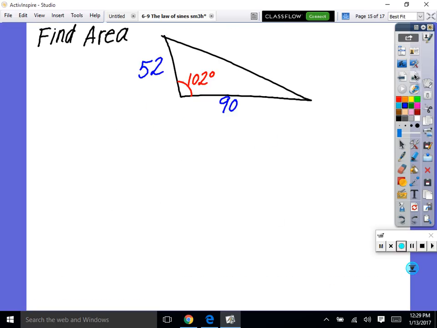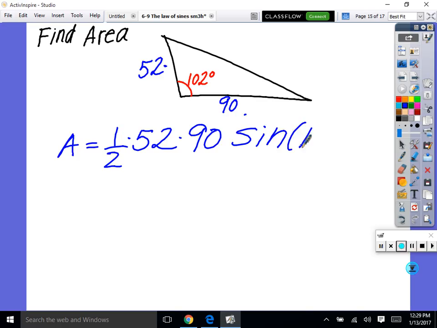Okay, here we go. It says find the area. So you ask, can I find the area of this triangle? Yes, you can. That side, the angle in between. We're all good. So area is equal to 1/2 times side 1, which is 52, times side 2, which is 90, times sine of the angle in between. That's all you have to do. Type it into your calculator, and we would get whatever we get.